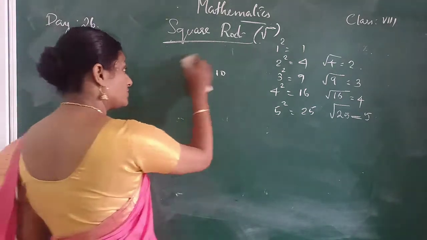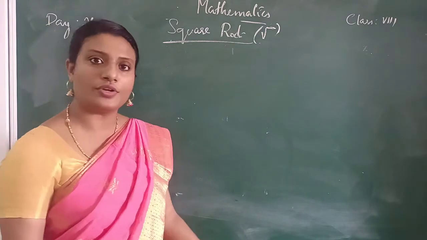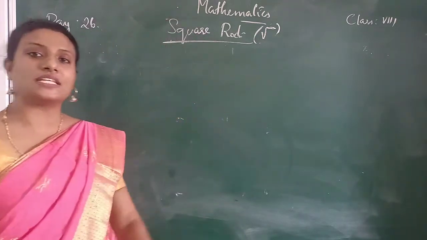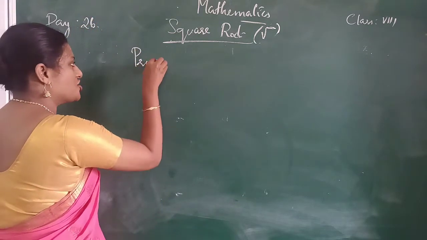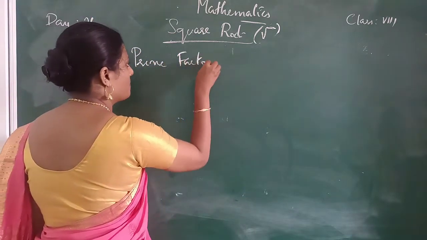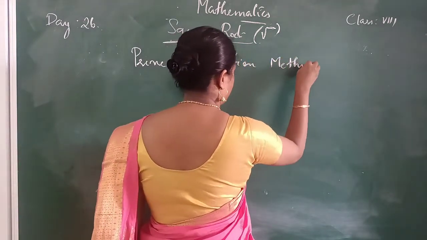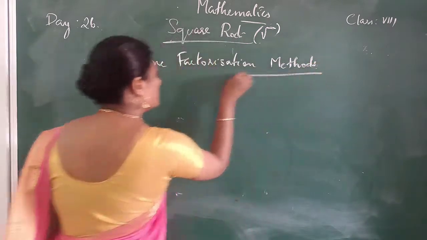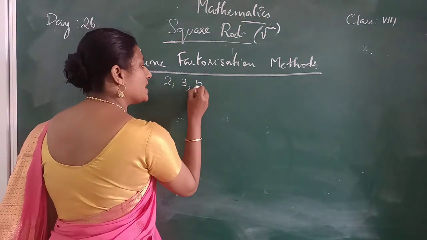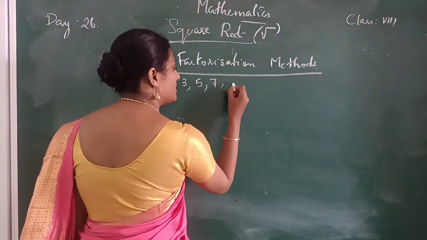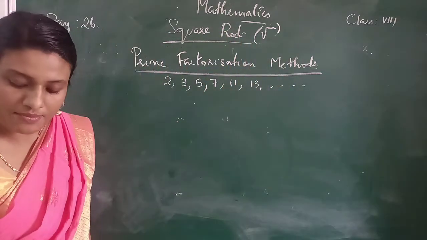Suppose you are getting a 4-digit number and you are asked to find the square root of it, how do you find it? There are two methods to find the square root of a number. The first one is the prime factorization method. You know the prime numbers, which are they? Numbers 2, 3, 5, 7, next is 11, 13, etc. These are the prime numbers.